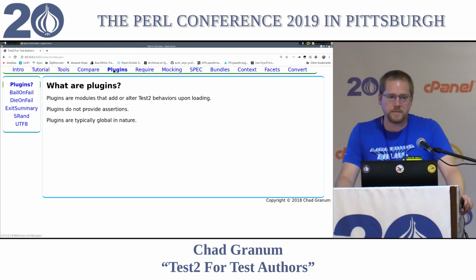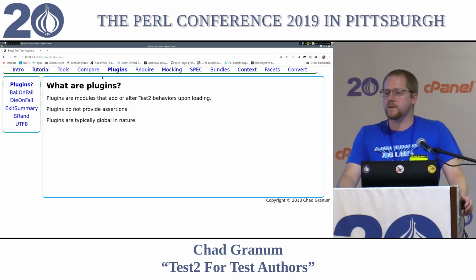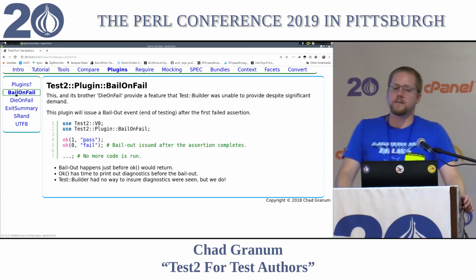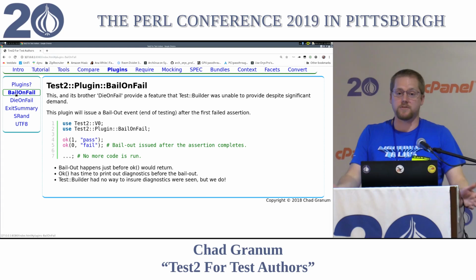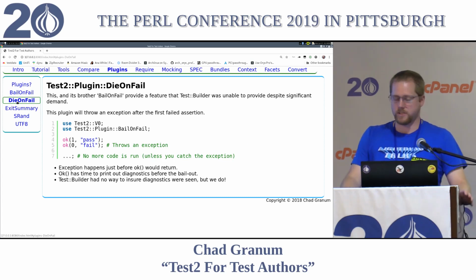Moving on, another namespace under Test2 is the plugins namespace. There are a few here that people have been asking for years, but were impossible to do in Test More, such as bail on fail. This plugin will cause your entire test suite to just abort if it encounters any failure. It stops right there with the bailout. There's also die on fail, which is the same except you die instead of bail, and looks like I have a typo there.